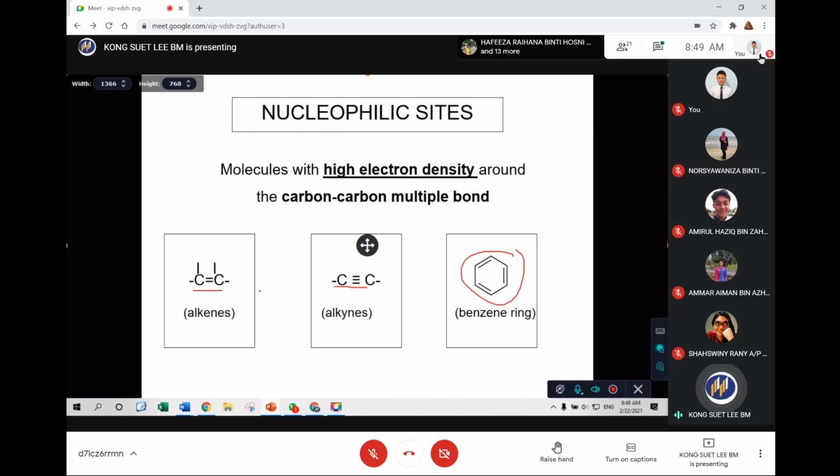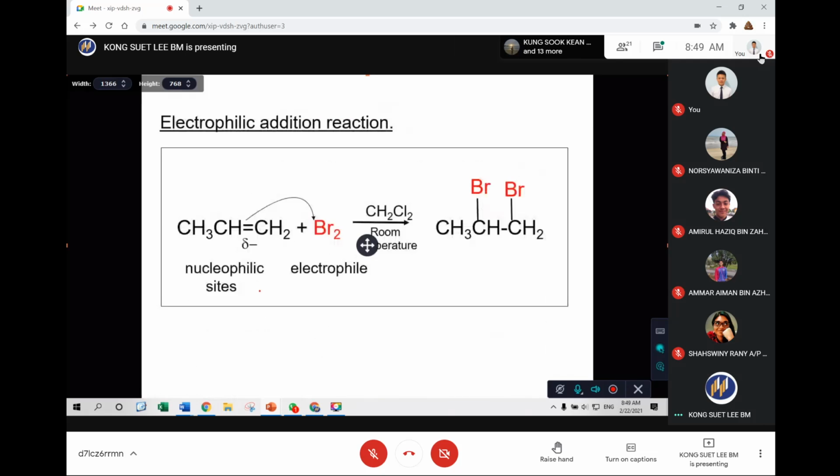When an equation is given, we check. This is a carbon-carbon double bond, so this one is a nucleophilic site. We give the name electrophilic addition based on the electrophile. What is added or what is exchanged, that is its name. So here the electrophile is added. That's why it's electrophilic addition.